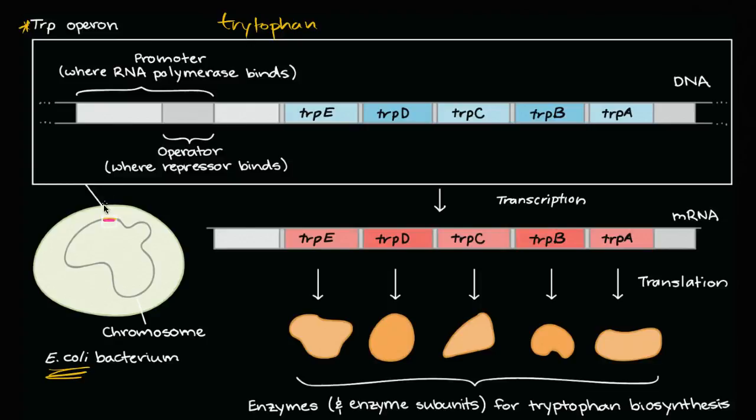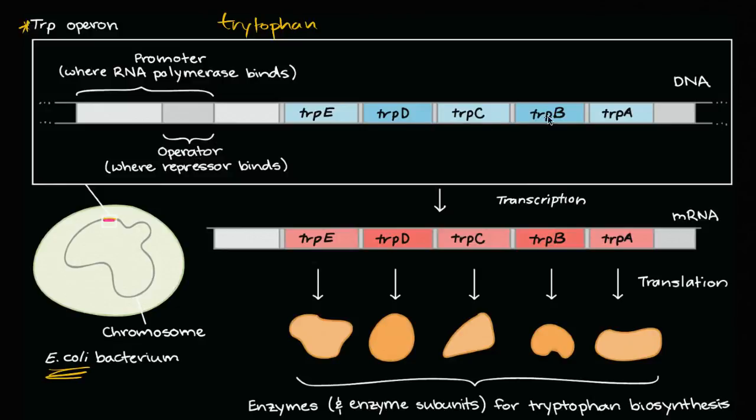And just as a reminder, an operon is a combination of a set of genes as well as the regulatory DNA sequences for that set of genes. In particular, you have the promoter, you have the operator right over here. The promoter is where the RNA polymerase binds and would start the transcription process. The operator is where repressor binds, and this is going to be essential for understanding how the trp operon works.